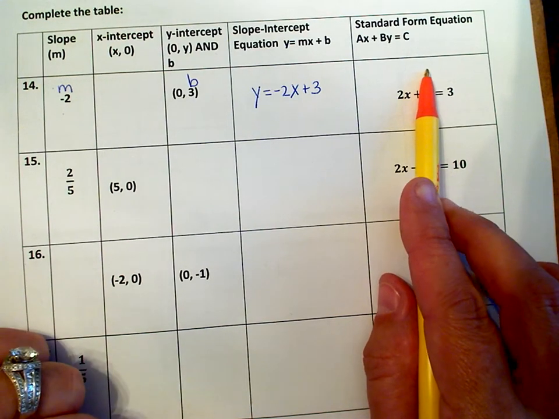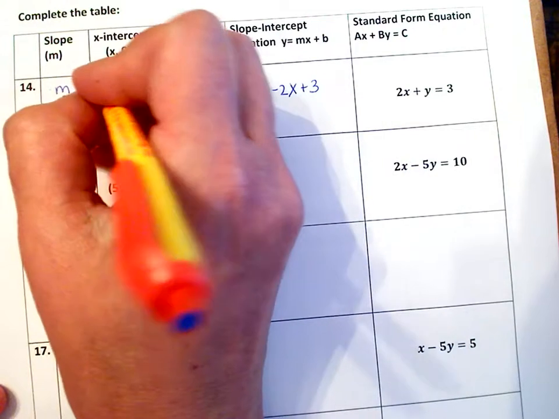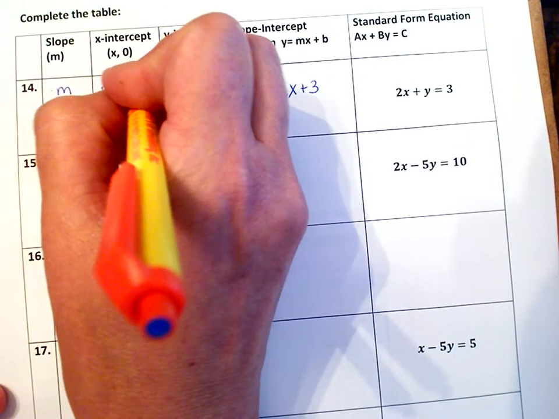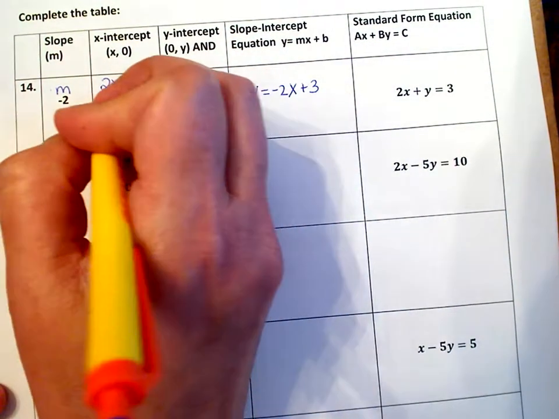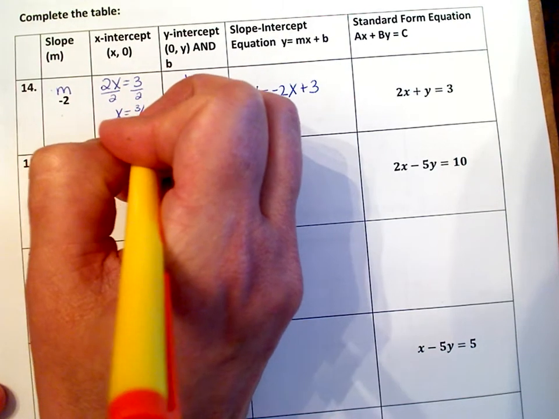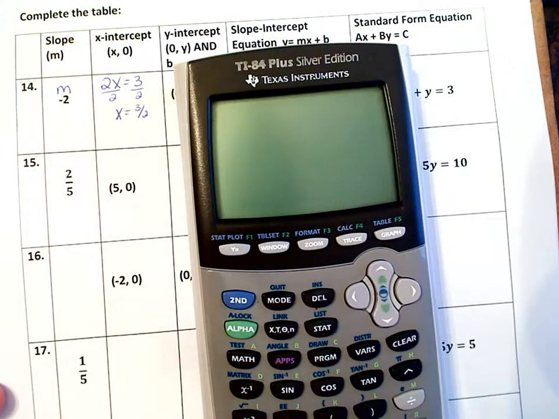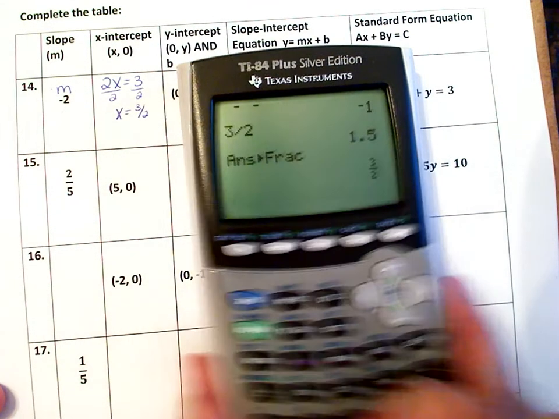So to write this, remember it's just 2x equals 3. So I'm going to come over here and put 2x equals 3, and I'm going to solve for x. Guys, this is a one-step equation. We divide both sides by 2. So x equals 3/2. And again, if you want to put that in your calculator, 3 divided by 2, it is 1.5, but leave it as a fraction.